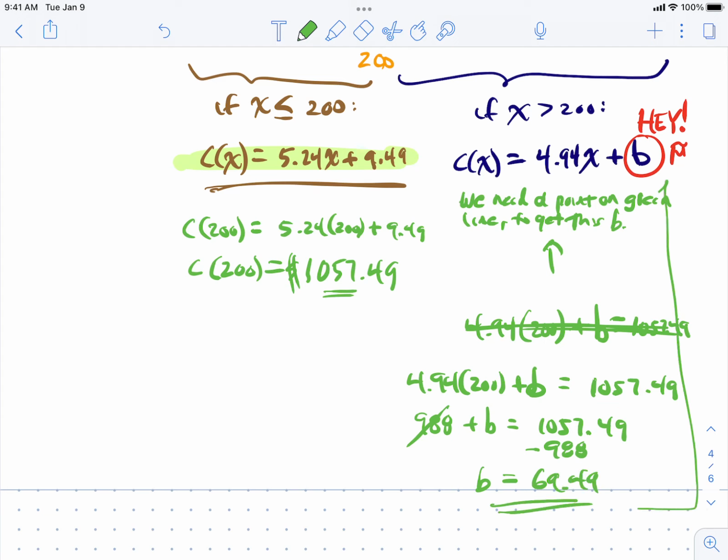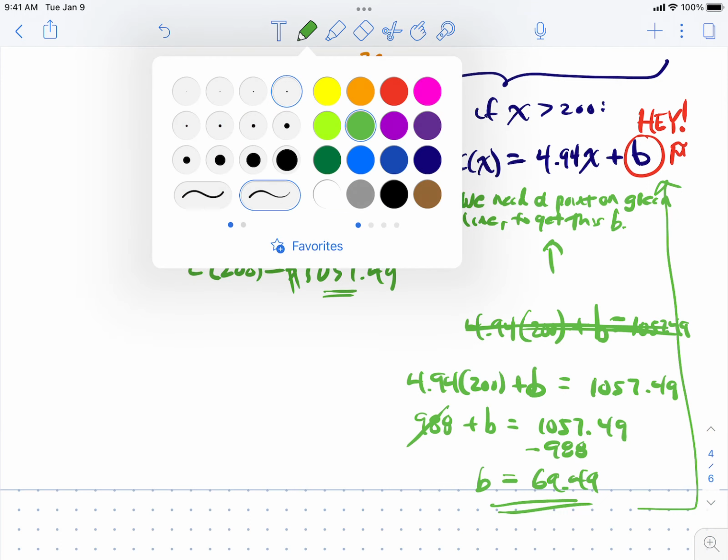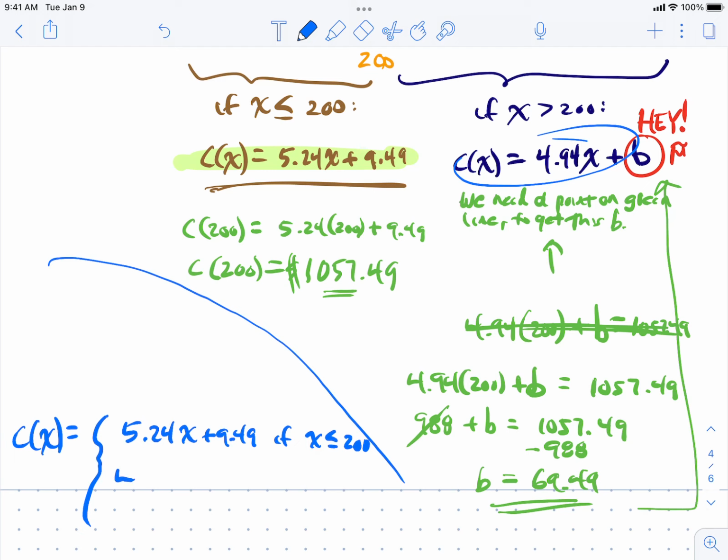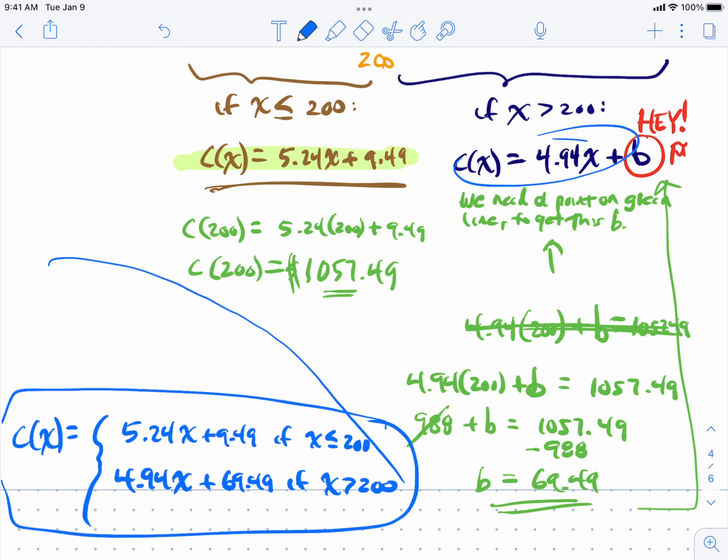To finish my function then, I'm going to write the answer over here. The cost of this is, well, it depends. You use this brown equation, 5.24x plus the 9.49 if x is less than or equal to 200. And then you use this equation over here, this purplish one, 4.94x plus, and I just solved for the b, 69.49. And you use that if x is greater than 200. There she blows. That's a good way to do it.